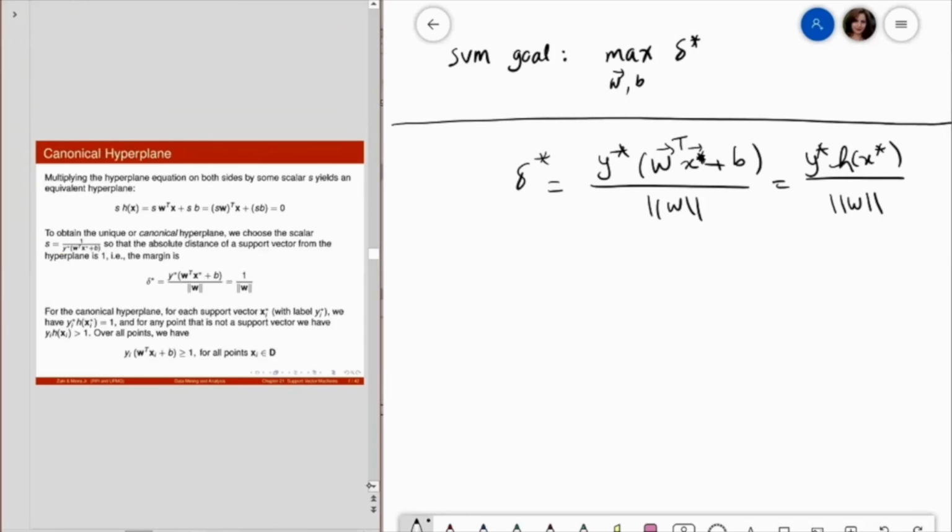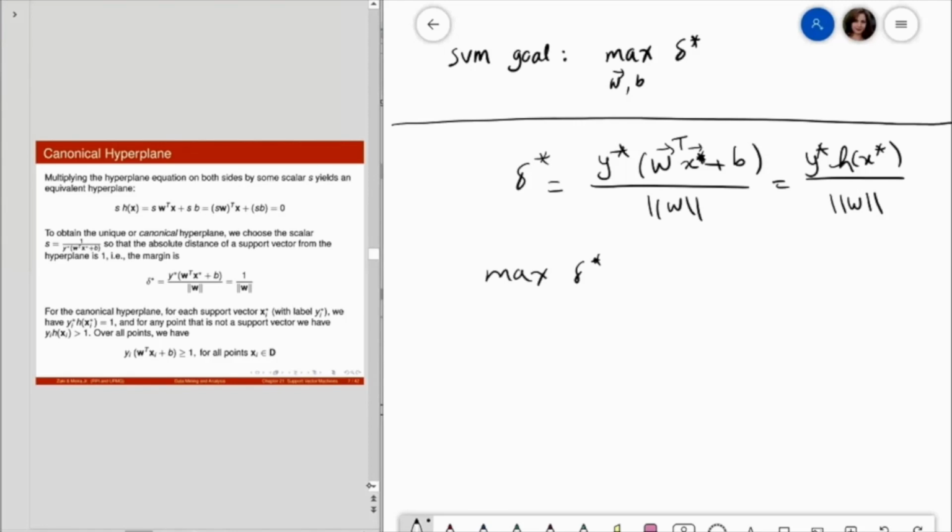Now, the goal that we are going to have so far then is that if we want to formalize our SVM goal, so far we had said that we want this delta star to be maximized, right? So we want to maximize delta star, but at the same time, we want to separate the two classes, right? We cannot select a line that maximizes this delta star, but it does not separate the two classes. So we have to put that into our optimization also.